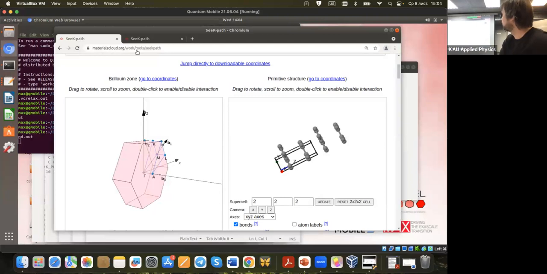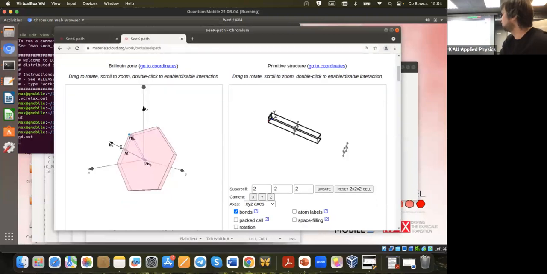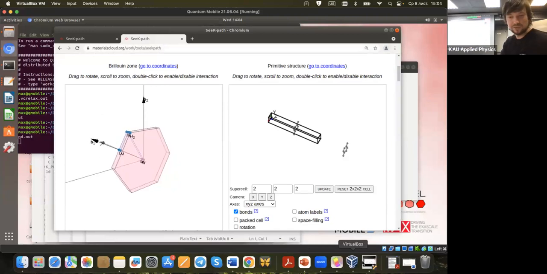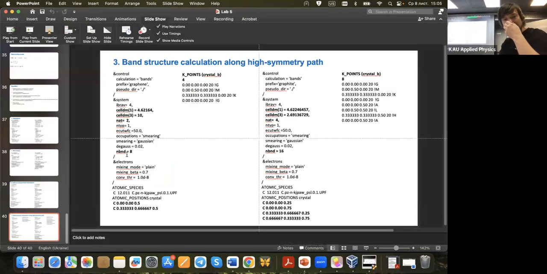But for graphene, we don't have this stuff. We have only one, and that's why we have a lower amount of these key points. Here we have NBND. It was 16 for graphite. We should type 8, so it's also twice lower.